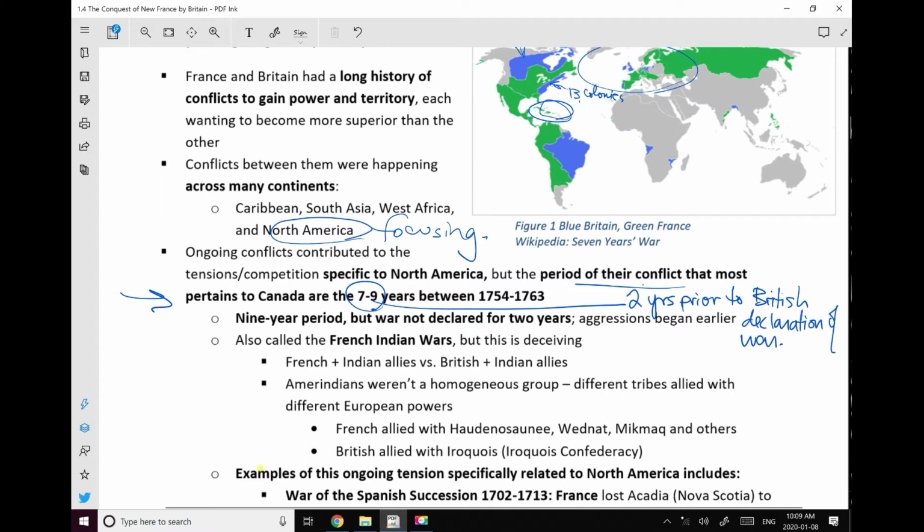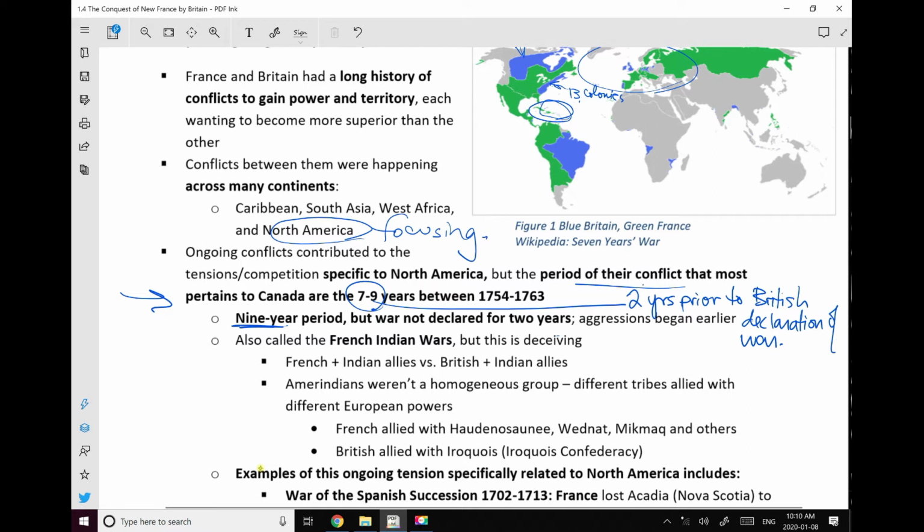So when you talk about the history of the 7 Years' War, we talk about the things that added to or escalated that tension, which included a number of different parts. When you study or review it, if you are ever confused by that, sometimes they talk about a 9-year period, but that's because there were 2 years of aggression without a declaration.